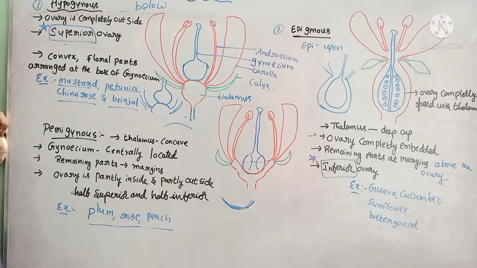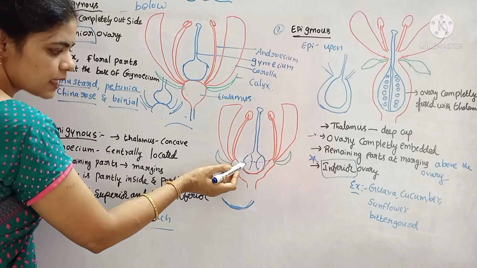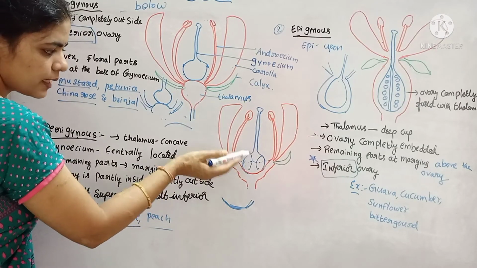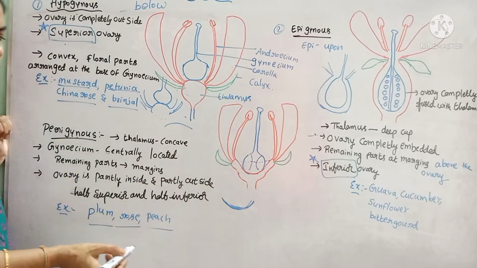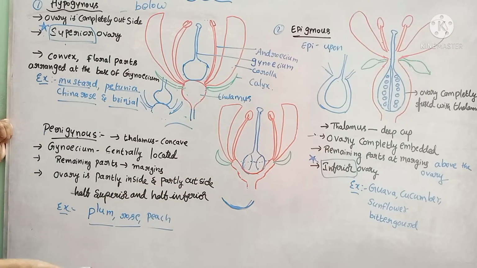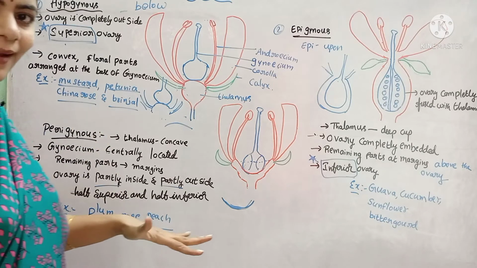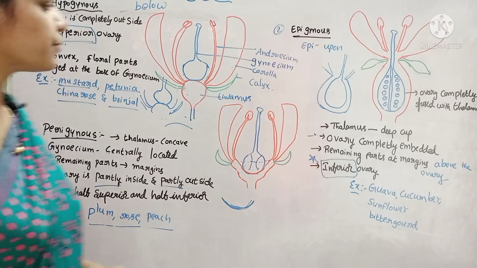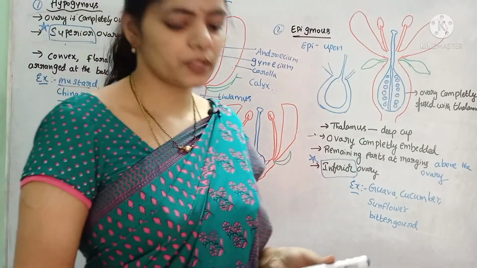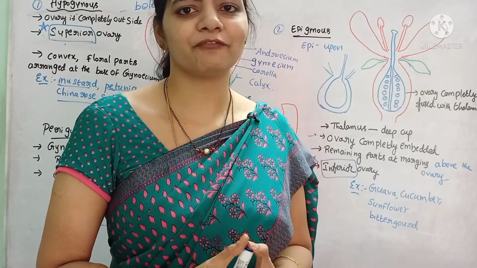So on this concave thalamus, the ovary is present, and it is not completely embedded; half is enclosed inside and half is present outside the thalamus, and the remaining floral parts are present at the margins. Hence the ovary is partly inside and partly outside, and this type of ovary is half superior and half inferior. We can find this type of flowers in plum, rose and peach. So with this we have completed the types of flowers based on the arrangement on the thalamus, and in the next video we will study the parts of the flower.